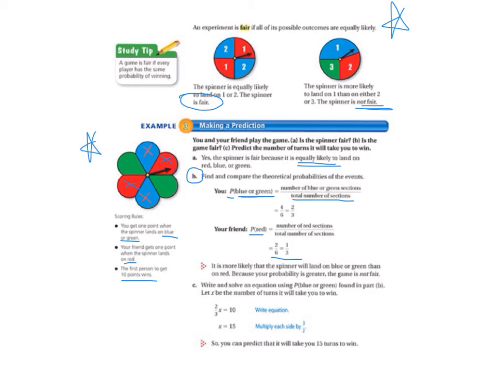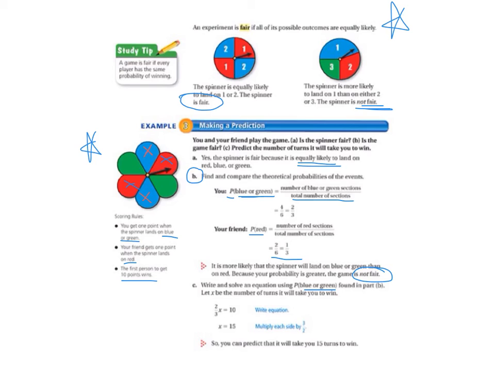So it is more likely that the spinner will land on blue or green than on red. Because your probability is greater, the game is not fair. Letter C says write and solve an equation using the probability of blue or green found in Part B. Let x be the number of turns it will take you to win. So we're answering the question about predicting the number of turns it will take us to win.